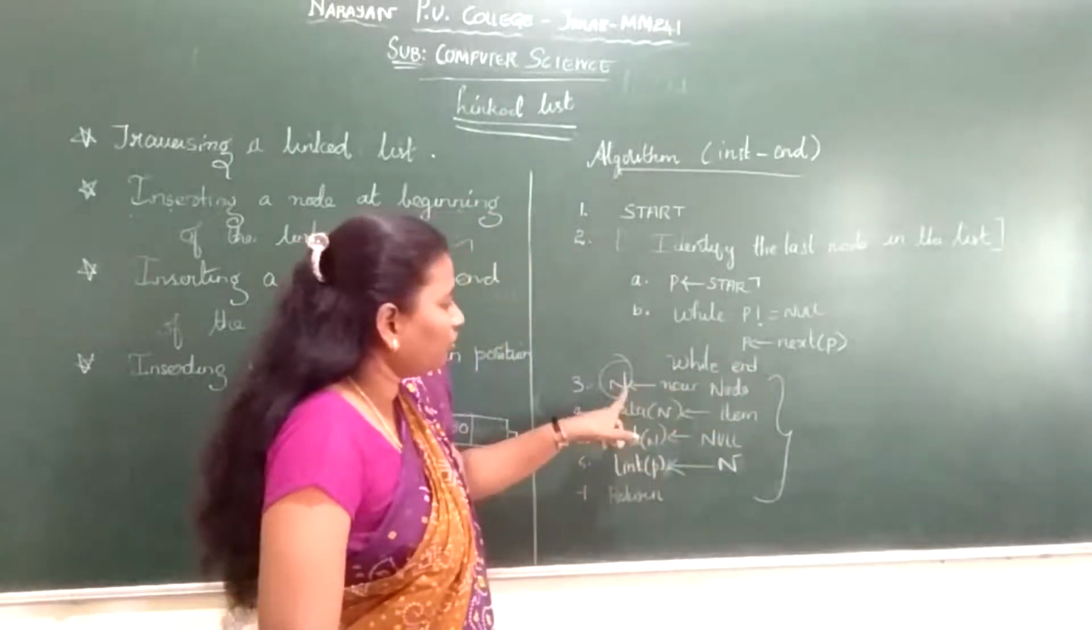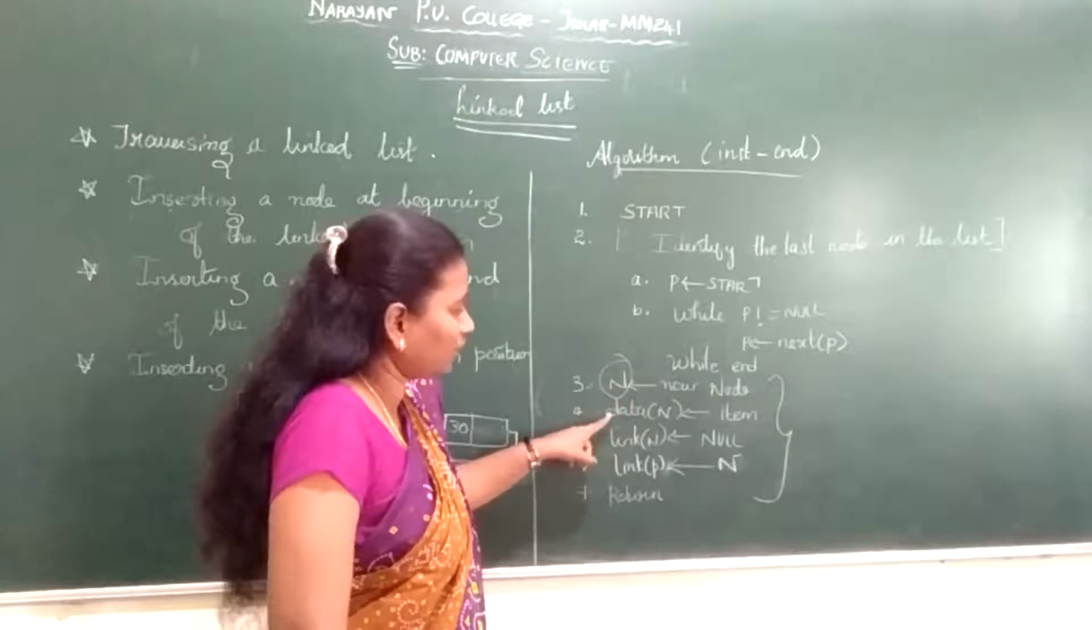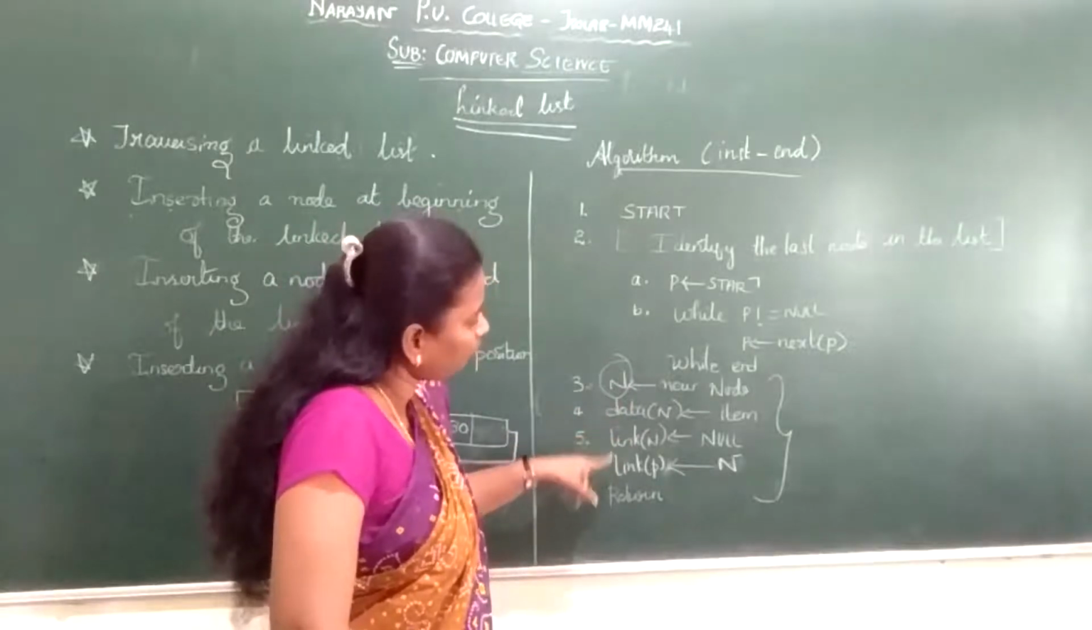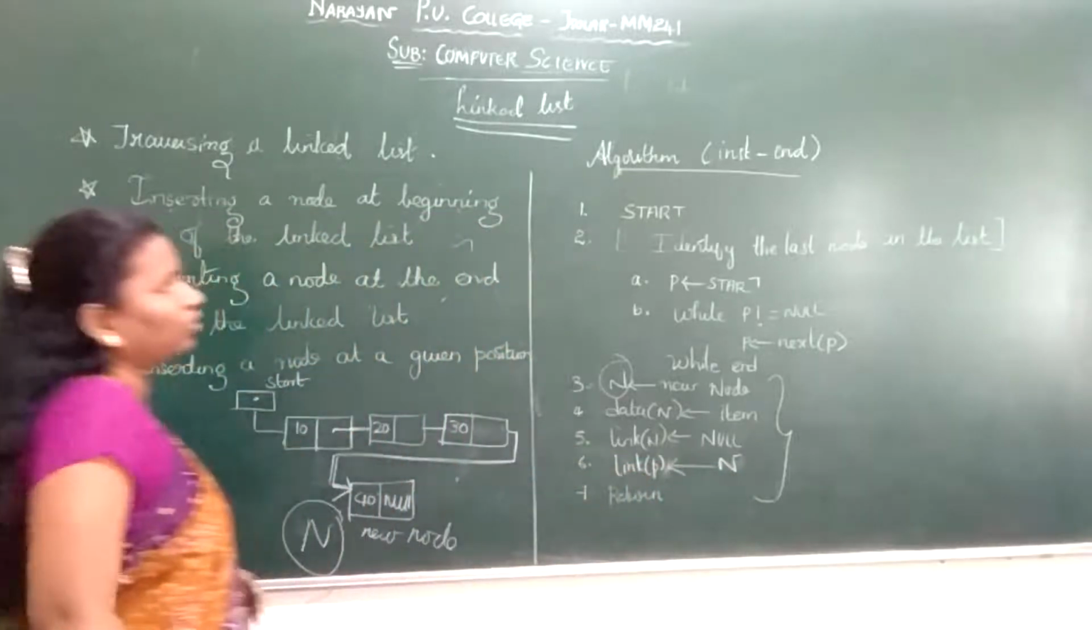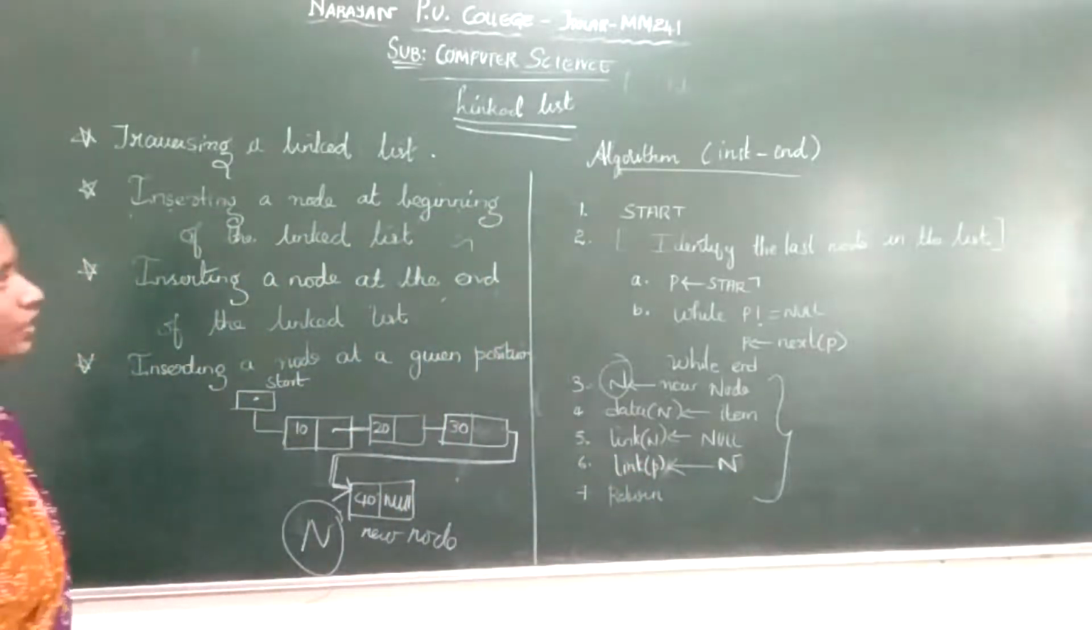At that time what will we do? We will create a new node. In the new node we insert the data as well as the link. Then the new node I will give to the link of P. Okay, this is the algorithm to insert at the end.